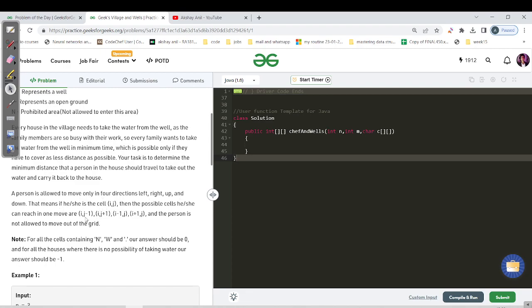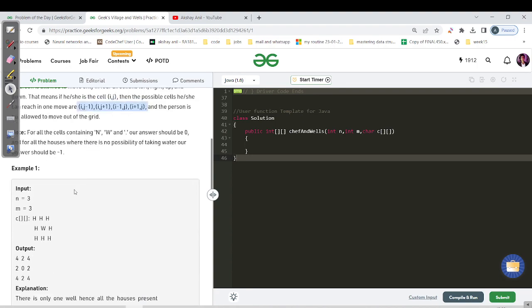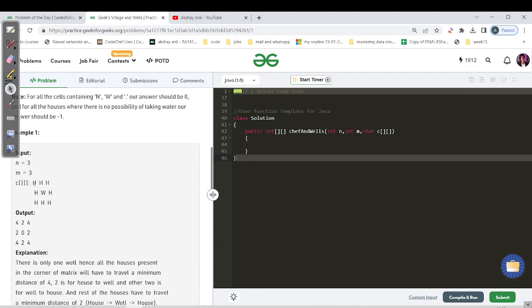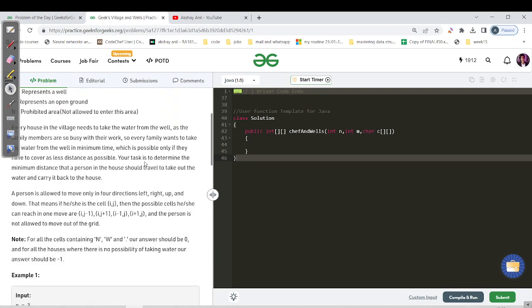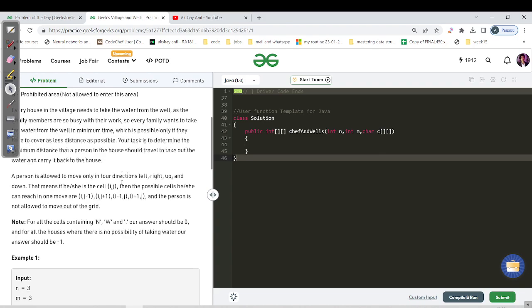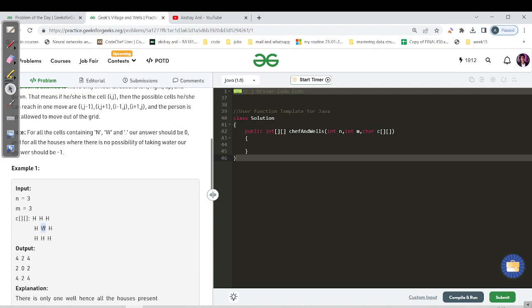And this means they have been given the coordinates, and the person is not allowed to move out of the grid. Okay, so what the input test case is saying is that H represents the house and W represents the well, right? So we need to find the minimum distance that a person in the house should travel to take out the water and carry it back to the house. So suppose this is the well. For this house, the nearest well would be this. So it would take one distance to go to the well and one distance back to come back to its house again. That's why it is written 2 here, right?